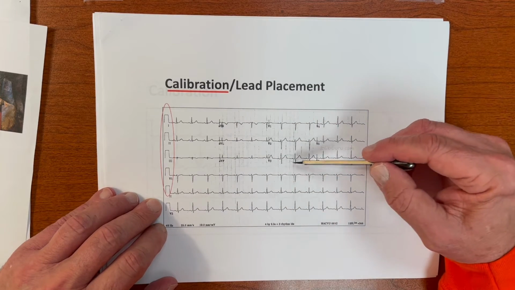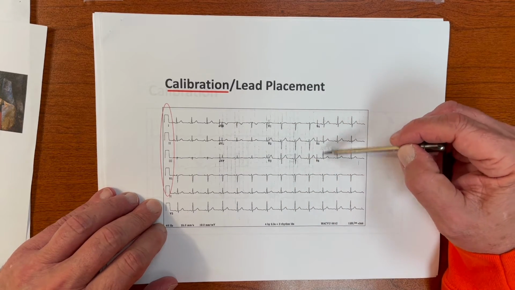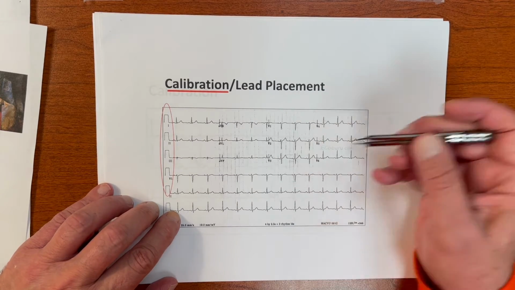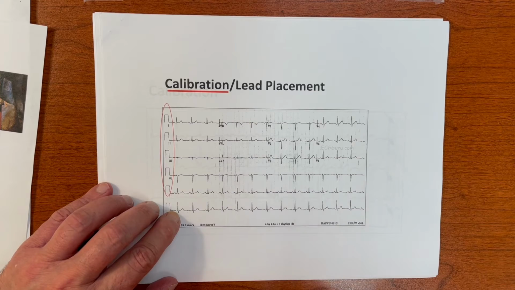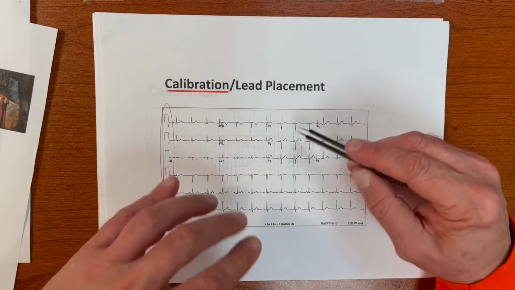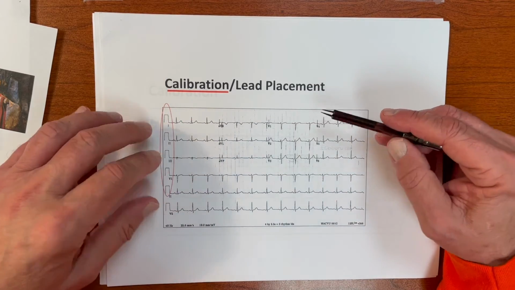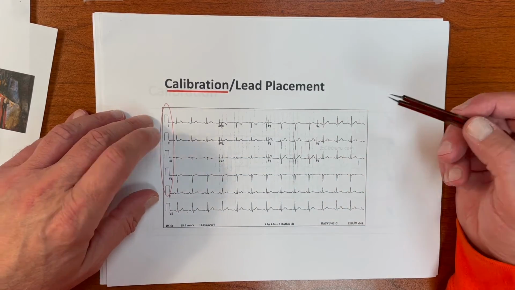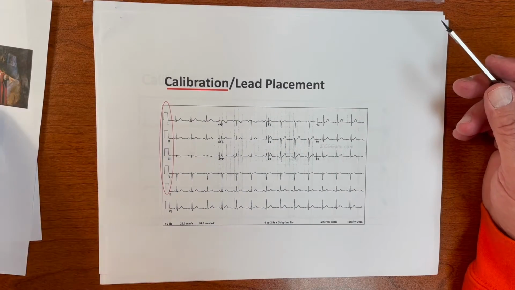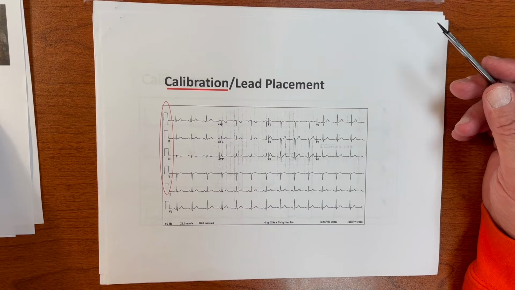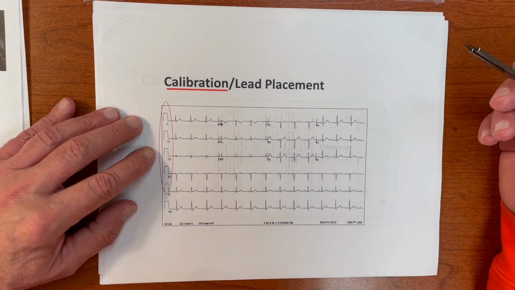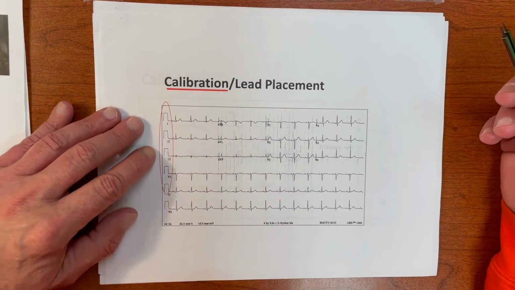That tells me that the height of these QRSs is exactly how many small boxes they add up to be. That's important because when we talk about LVH, one sign of LVH is high voltage. So we have to know that we're counting correctly. That's what that tells you, okay? Now, calibration can be changed. Don't assume that it's always going to be okay. Typically it is, but it can be changed manually.